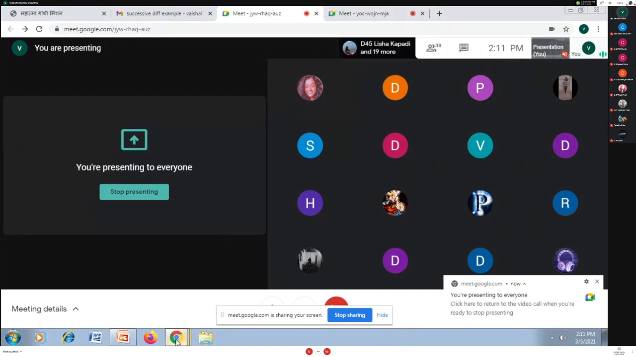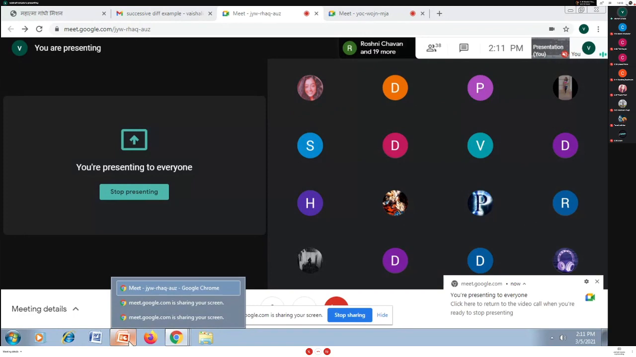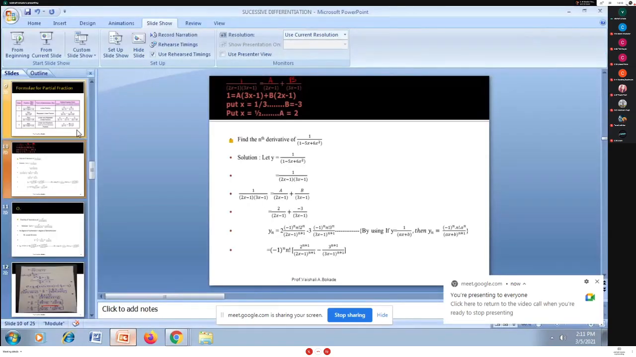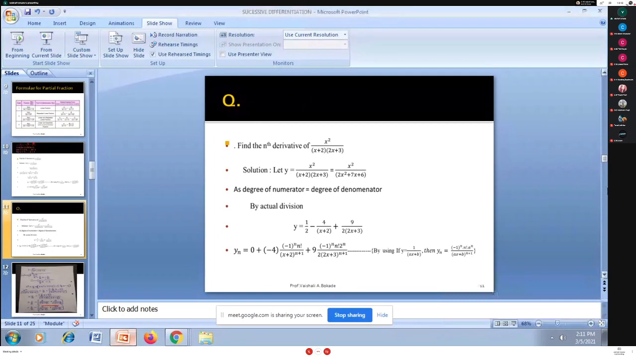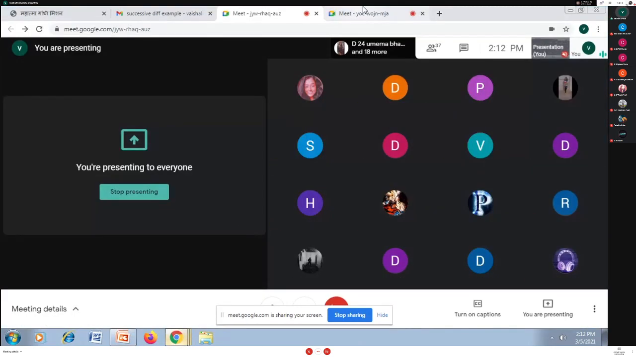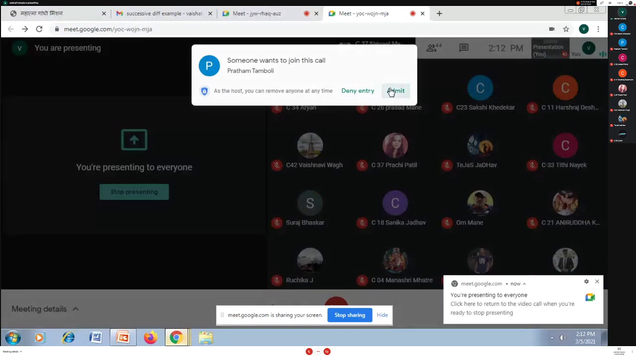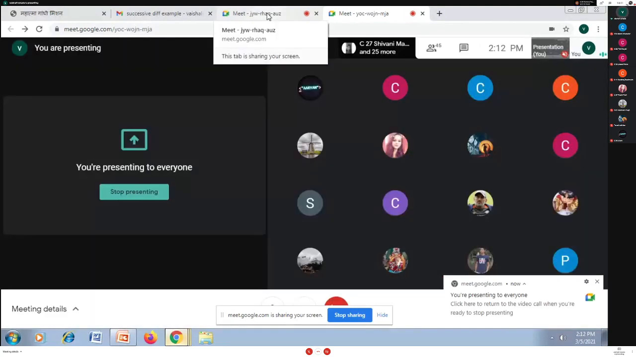X square by 2x plus 3. Okay. Second example, I hope I was going through. Yes. So for this example, see what I told you. Whenever I have this pattern of example, I have to search the nth derivative for the function y, which has numerator upon denominator form, and numerator and denominator are in terms of x. At that time, remember that we are going to check.